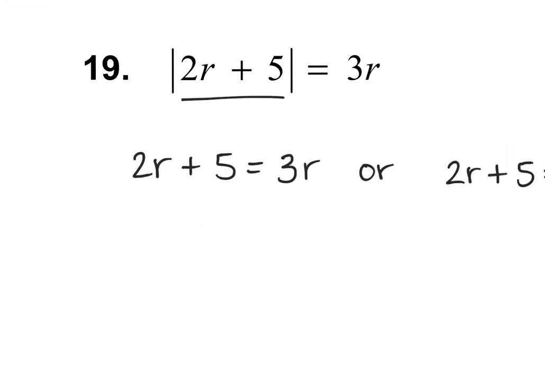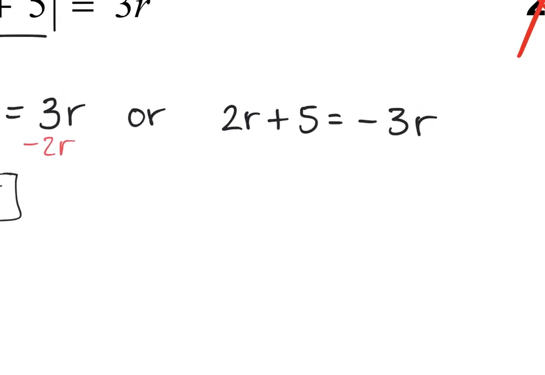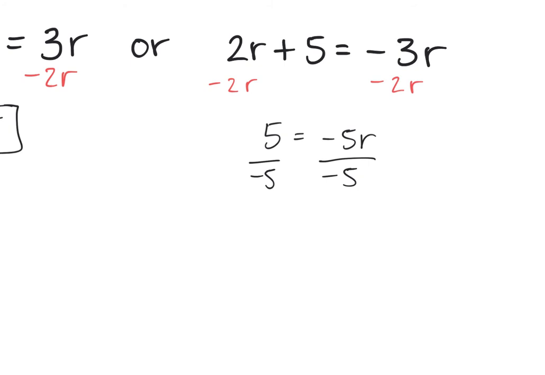So in order to move the 2r over, I want to subtract 2r from both sides. I'm going to get 5 equals r. Beautiful. It's 1r because 3 minus 2 is just 1r, which we don't write the 1, we just say r. Now we've got the same thing over here. We're going to subtract 2r, and we're going to get 5 equals negative 5r. Divide by negative 5, divide by negative 5, and this cancels, we're going to get negative 1 equals r.